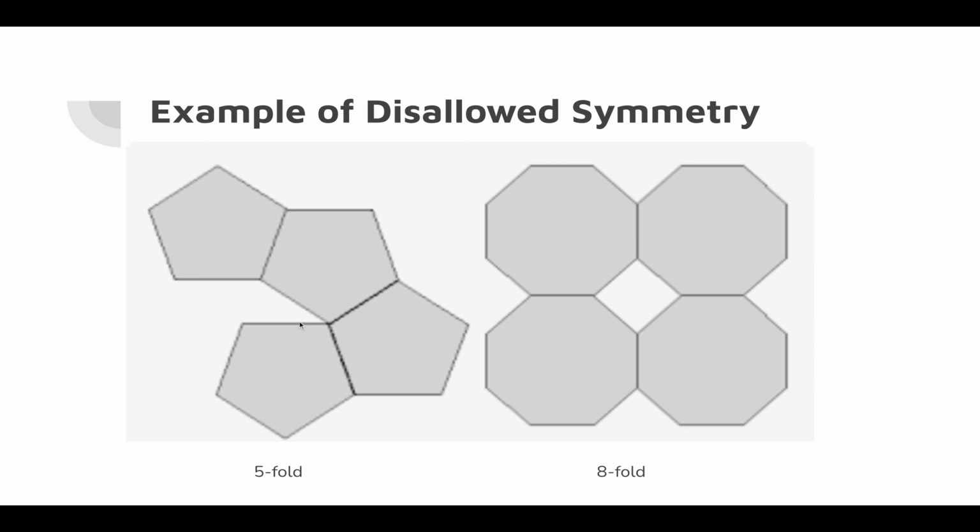As you can see, if there's a fivefold here, fivefold here, fivefold here, fivefold here, and if we keep on adding it, there's going to be this rhombus that's missing. And here we see an eightfold symmetry, but you see there's this square part that's missing.